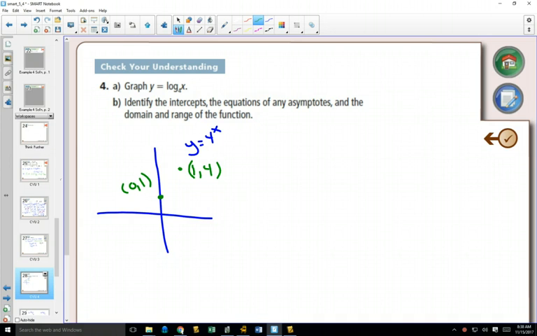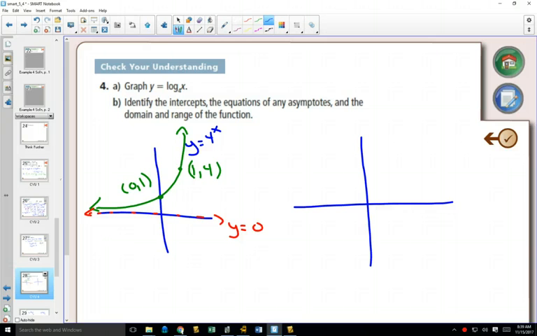Since the base is 4, when I plug in 1 for x, I get the point 1, 4. And your graph looks like this and has an asymptote here at y equals 0. So only for this first one are we going to think about the exponential graph. From this point on, when you get a graph for a log, I expect you to go directly to the graph of the log. But if you need to think about the exponential, it's going to help you because the exponential is an inverse.